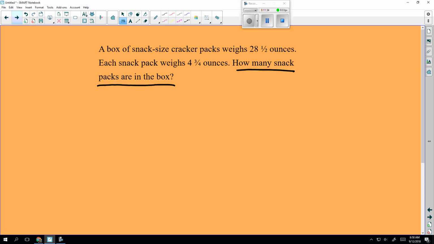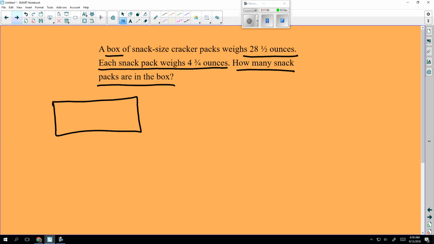So what do we have in here? Well, we have the whole box, right? Because it says the whole box. The giant box of snack packs weighs 28 1/2 ounces. Then it tells me that each pack within the box weighs 4 3/4 ounces. So I want to know how many packs are in the box. Well, just think about this, start with your model. What's the total amount? Well, go back to the problem. We know that they had a total of 28 1/2, okay?